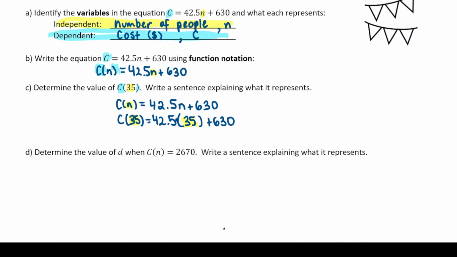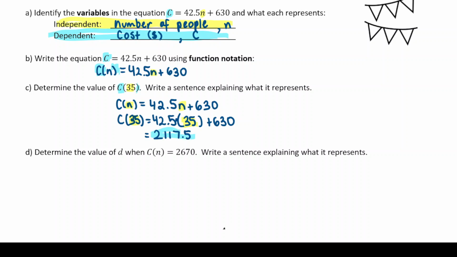And this is where I can just take out my calculator and evaluate that expression. Now, one thing to remember is whenever you have a variable next to a number like that and there's no operation, that's multiplication. So I did put a little multiplication symbol in between there. So I'm going 42.5 times 35 plus 630. And the answer I get is 2,117.5.